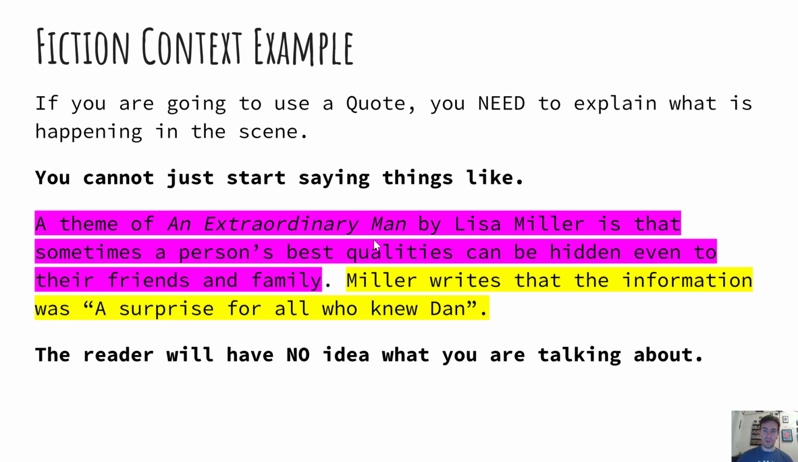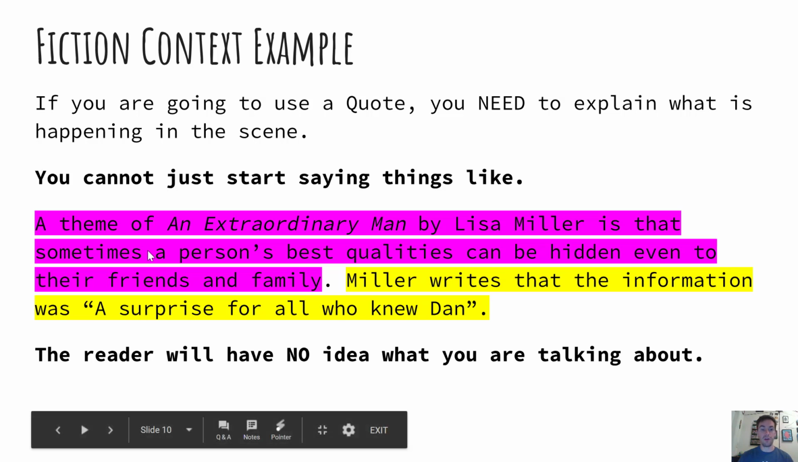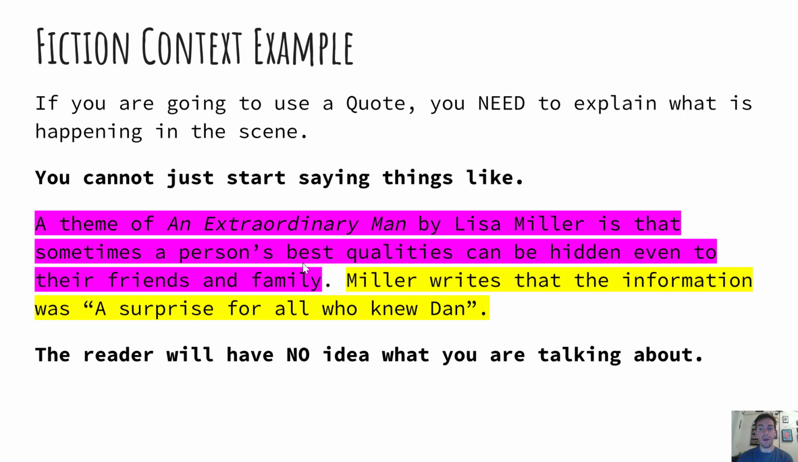So, if you're going to use a quote, we need to explain what's happening in the quote. So let's say the point that you're trying to make is a theme of An Extraordinary Man by Lisa Miller is that sometimes a person's best qualities can be hidden even to their friends and family. And to support that, you're saying Miller writes that the information was a surprise for all who knew Dan. Now we just read the story, so this makes sense. That surprising information was that Dan was such a great guy.